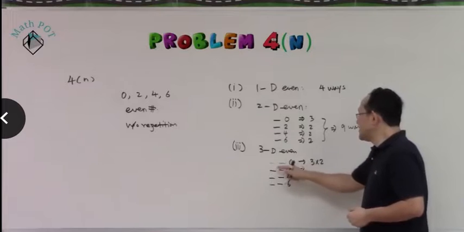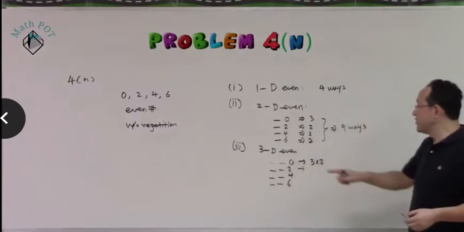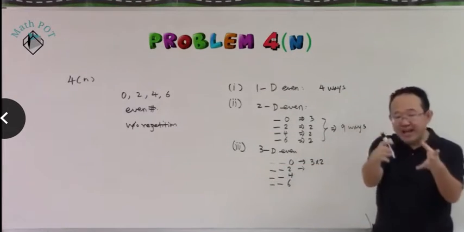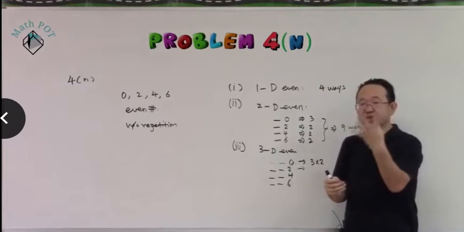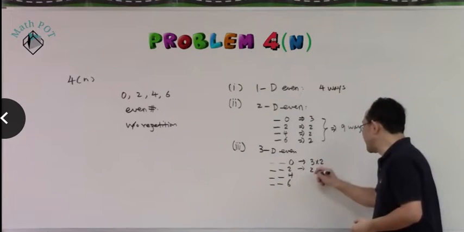How about this one? Of course, the first step cannot be 0. We have only 2 ways, but in the next step, one number is gone, one digit is gone. Of course, we can use a 0. That means what? It's still 2 ways. That gives us 2 times 2.